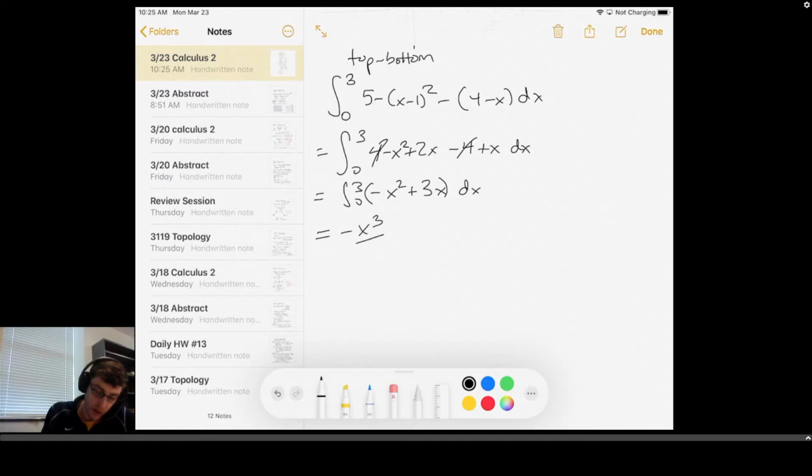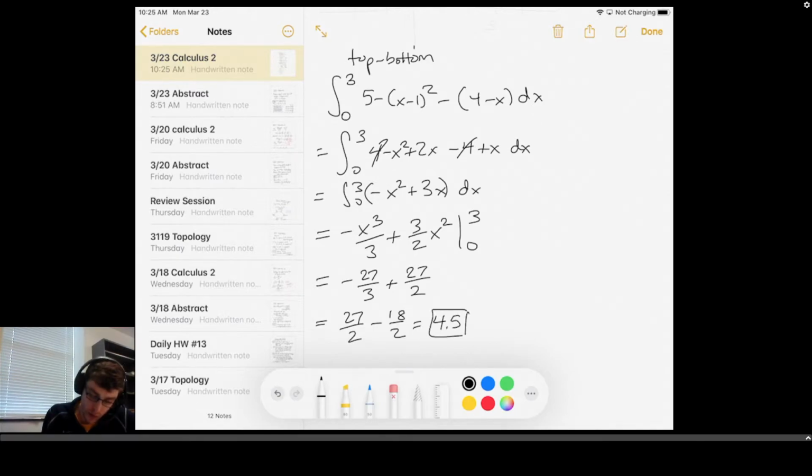So now we can actually integrate. It's just a couple of reverse power rules. If I plug in 0, it's not going to do anything, right? And so it's really just the 3 that matters. So it's negative 27 over 3 plus 27 over 2, which is 27 halves minus 9, which is minus 18 halves. So 4.5 or 9 halves. Okay. Any questions on that one?